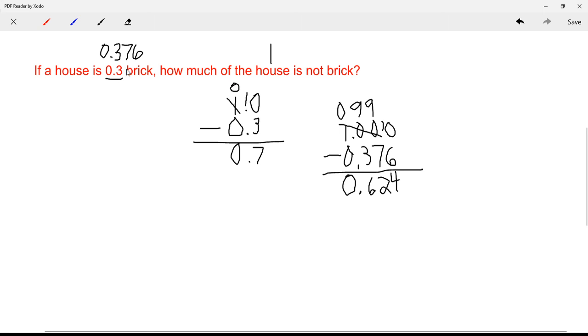But yeah, so basically, decimals can be used as percentages. Like, if it's 3/10 brick, then that really actually just means that it's 30% brick. And then this would be 70%. I don't think you need to know that in 4th and 5th grade, but just, you know, just letting you know. All right.